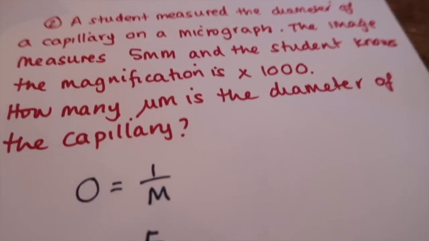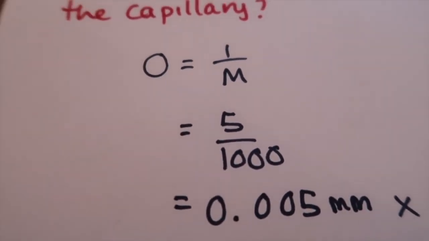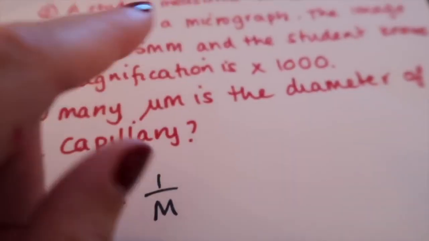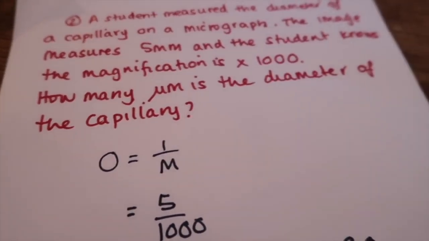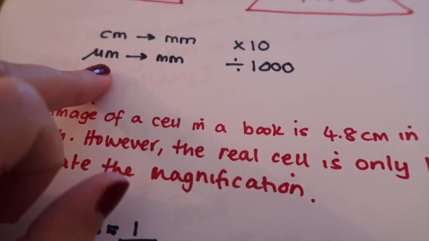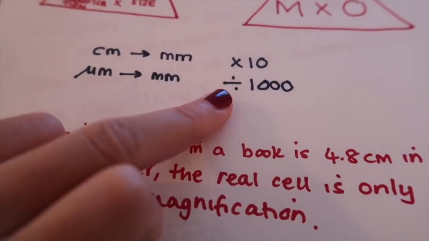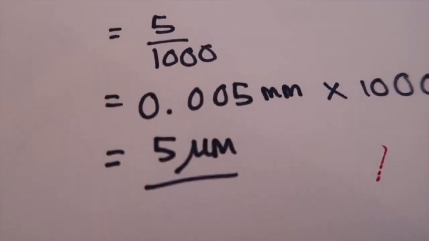So we're going to do 5 divided by 1,000, which gives us a value of 0.005 millimeters. However, it wants the answer in micrometers. So therefore, we need to do the opposite of my conversion. We're going from millimeters to micrometers this time, so we need to do the opposite of dividing, which is times by 1,000. That brings the answer to 5 micrometers.